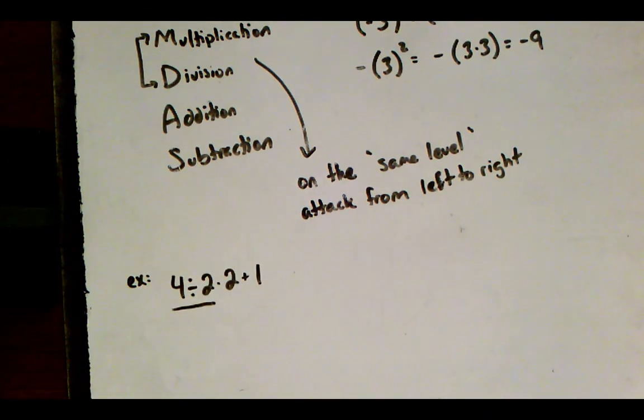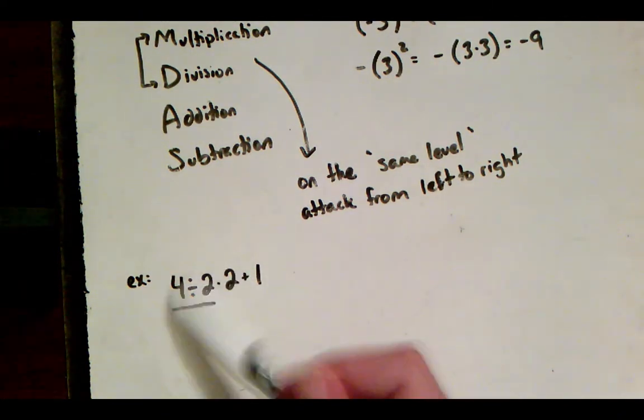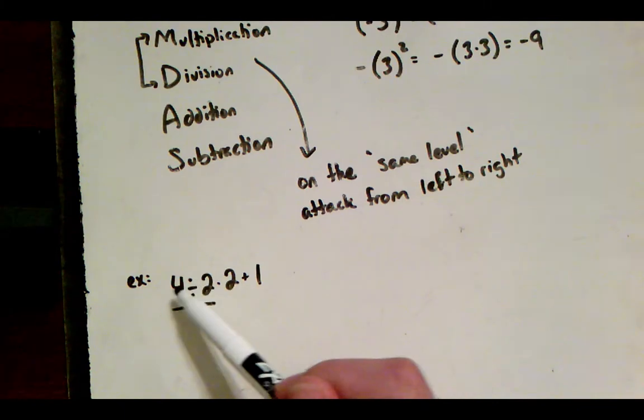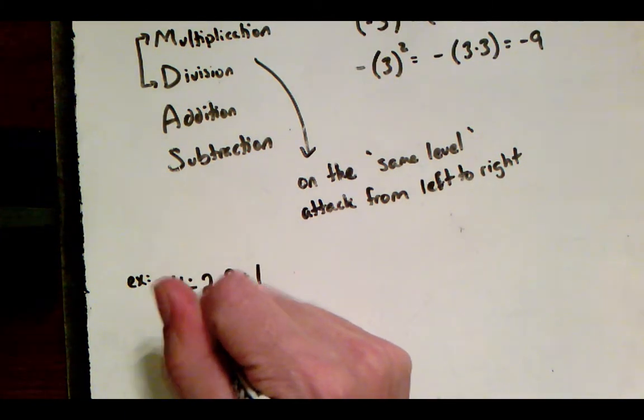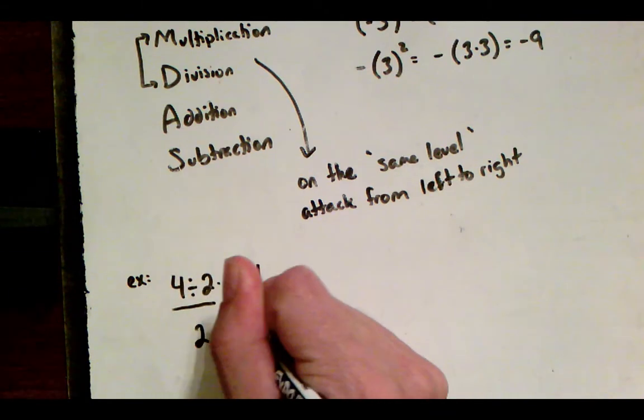When we get to this multiplication and division step, which is the first step we would attack in here, there's no parentheses, there's no exponents. We would want to take care of 4 divided by 2 first. So when we do that, we actually get now 2 times 2 plus 1.